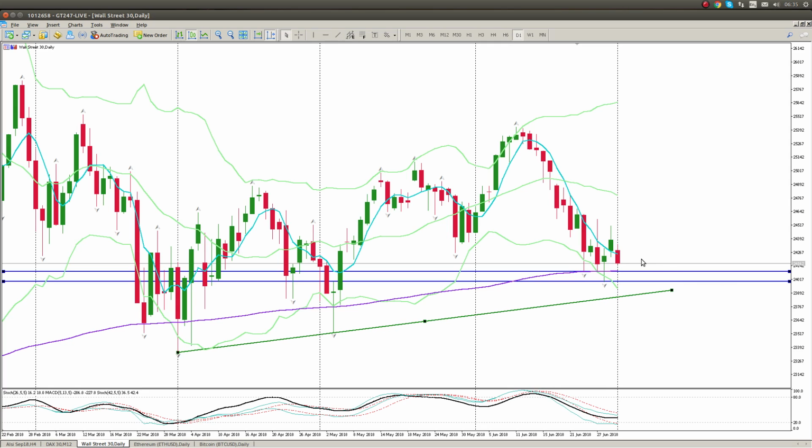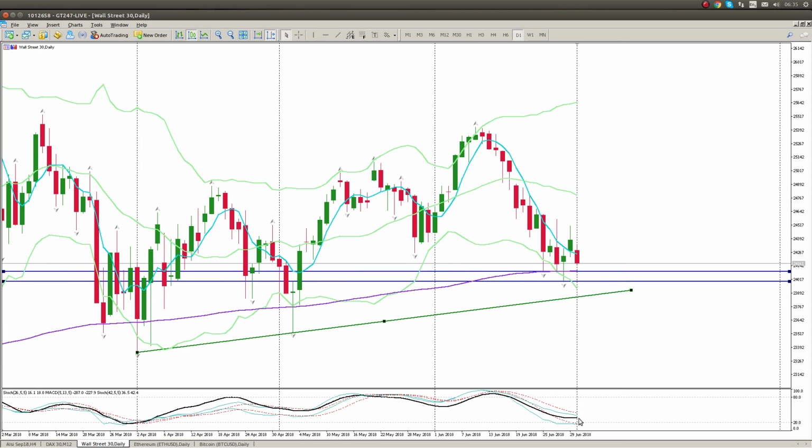There could be another attempt at this level. We could find some support at the 200 moving average again and bounce to the upside. From an oscillator perspective, you can see we haven't crossed over yet. We are grouping on the one, and the other stochastic is close but not grouped just yet.